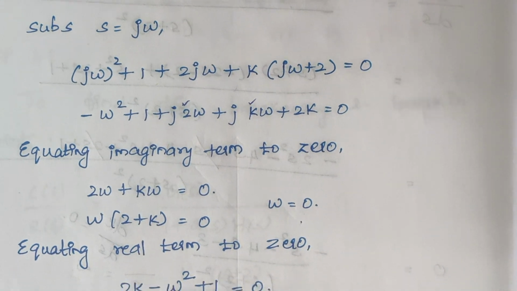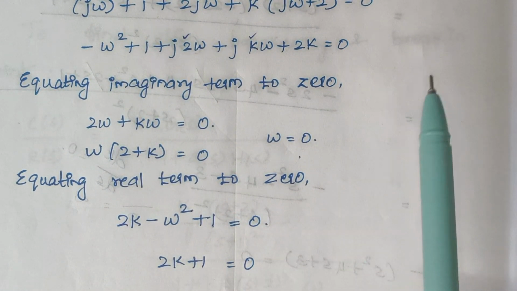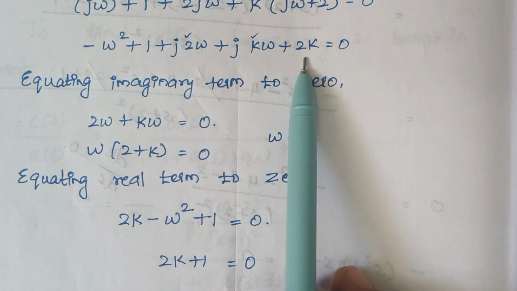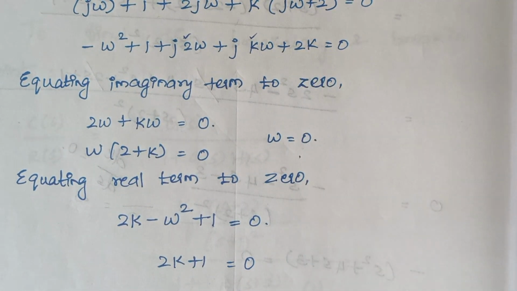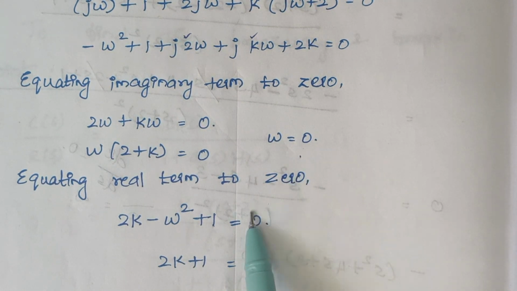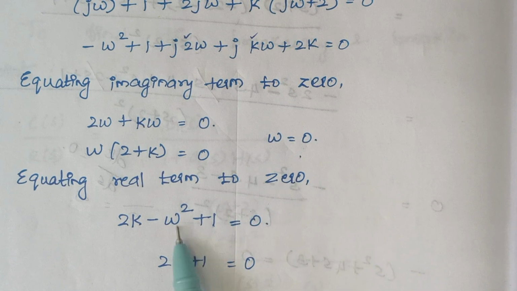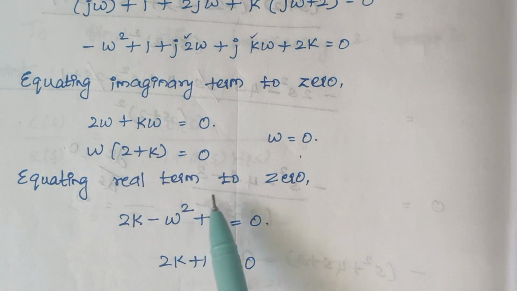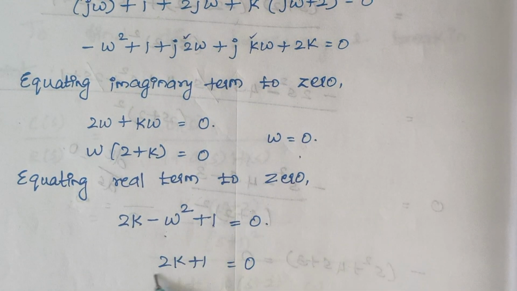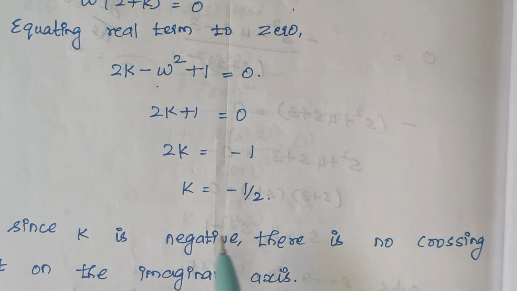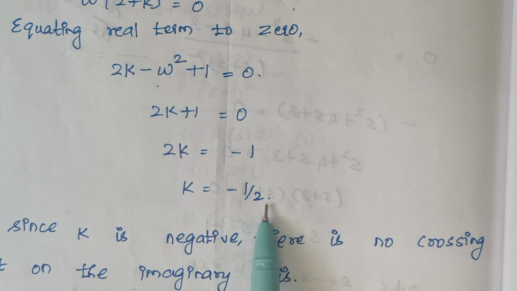And the next thing is equating real terms to 0. So what are all the real terms here? Here minus omega square plus 1 and this plus 2k are the real terms. When you equate it to 0, just now we found that the value of omega is 0. So when you substitute this value here, this part becomes 0. So 2k plus 1 is equal to 0. When you solve, finally the value of k is found to be minus 1 by 2.